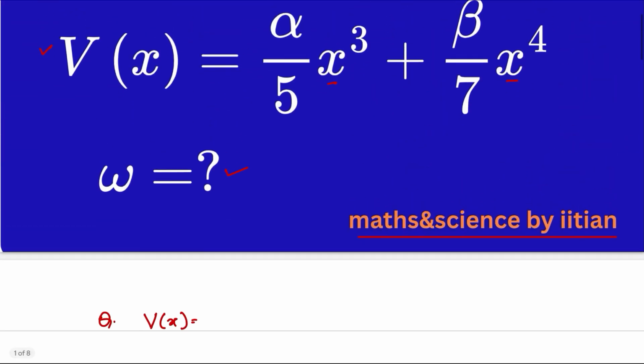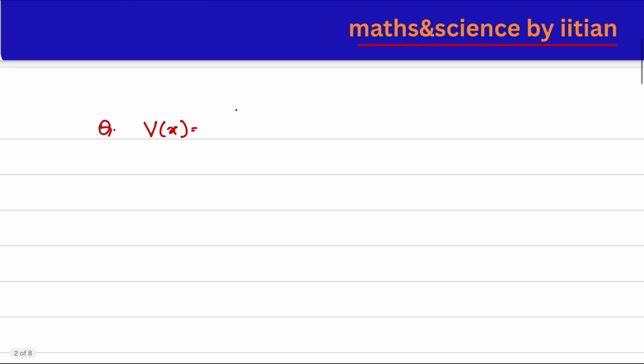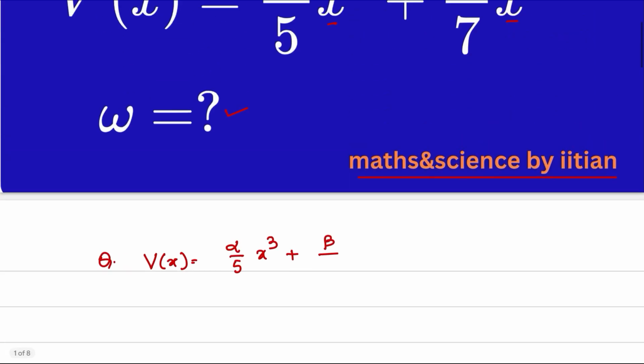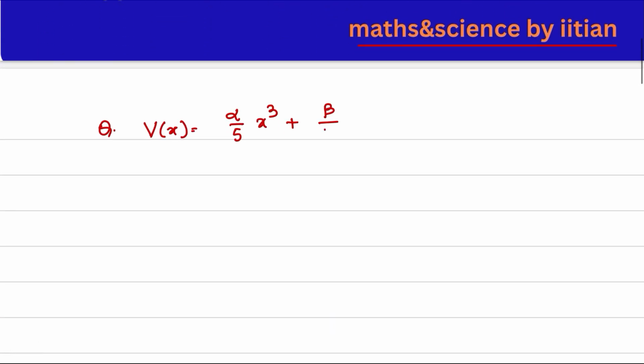Now, what is the given question? What is given in the question? The potential is given in terms of x, that is V(x) = (alpha/5) x^3, where alpha/5 is some constant, plus (beta/7) x^4.